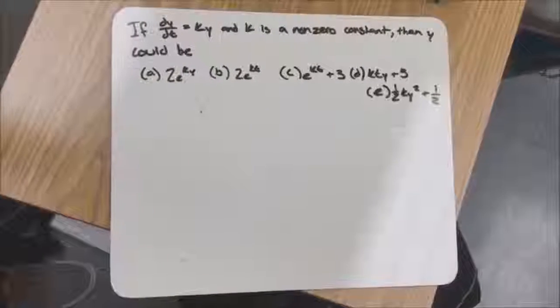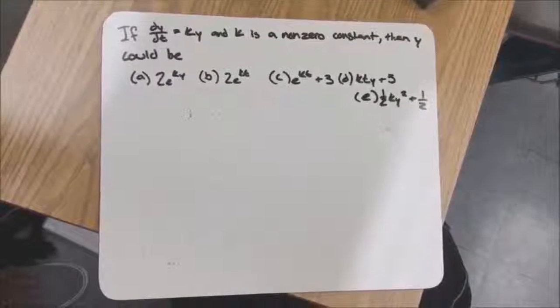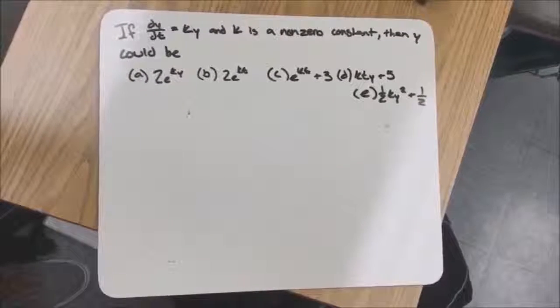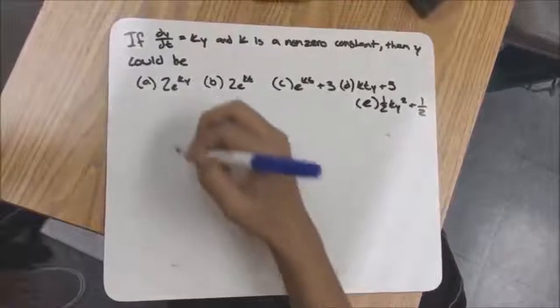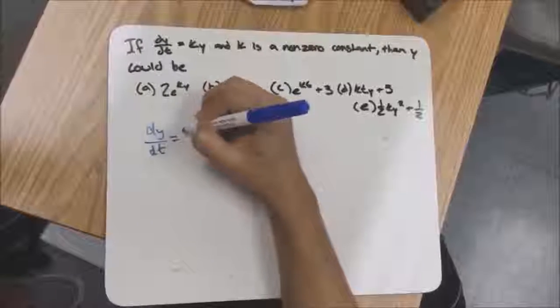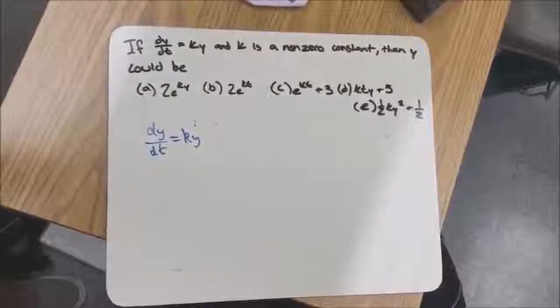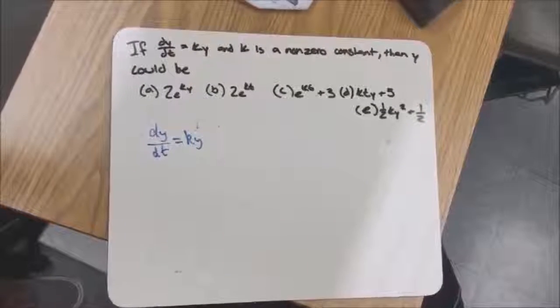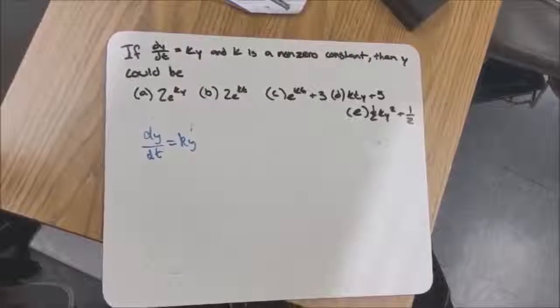Now the first thing we should do to solve this problem is refer to our notes from lesson 6.2. In lesson 6.2, we learned that the rate of change of y is proportional to y. This means that dy over dt equals ky. This differential equation will serve as our starting point. We will now solve the differential equation through separation of variables.